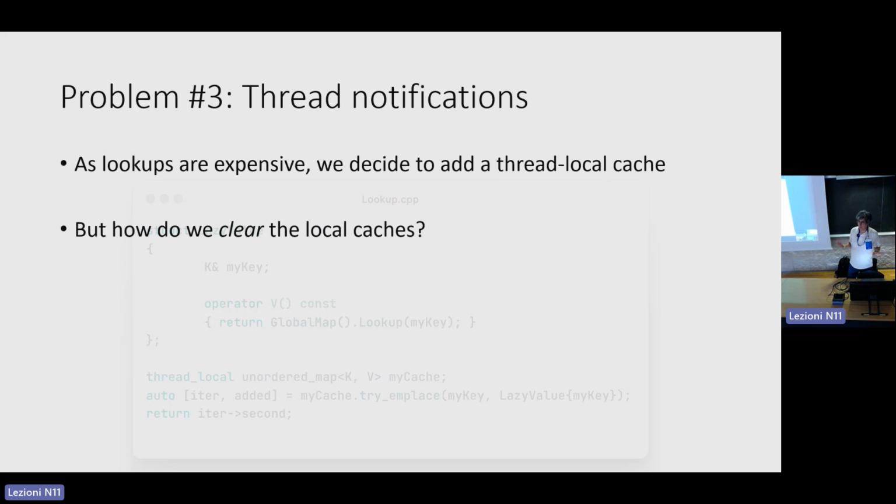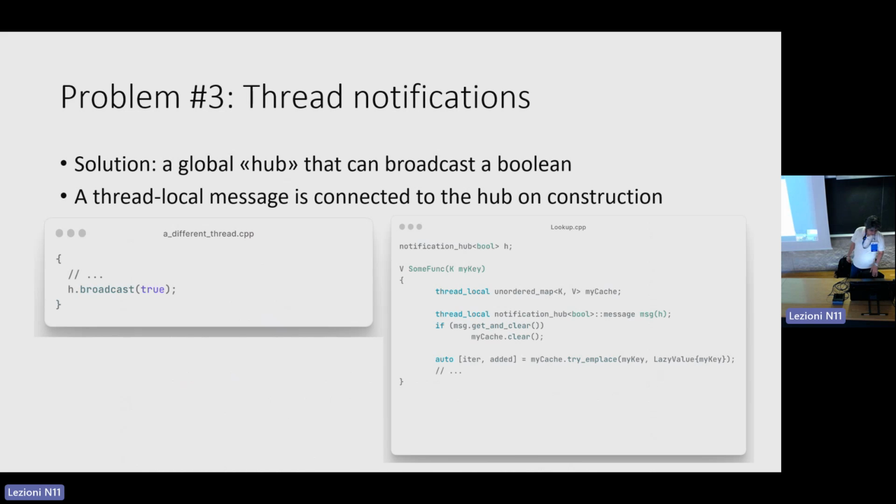Okay, you are with me. So every thread has its own map. And how can I tell them to clear it? It's like their private property. And here is a solution. There is obviously more than one, but this is the idea.